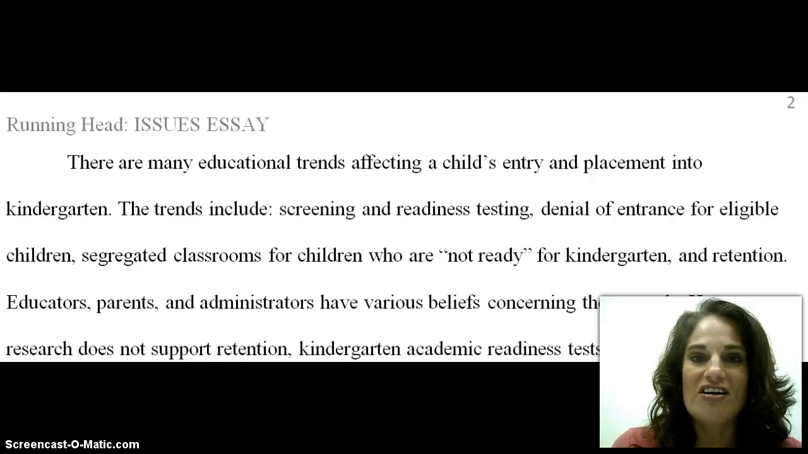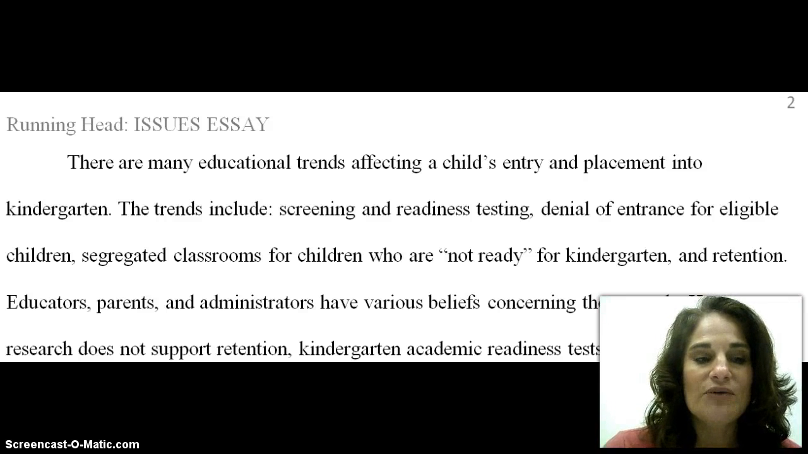Okay, let's get started on the example. This is a paper that I did on an issue in education. And that issue was the trends that affect a student's entry into kindergarten. Across the country, there are many different viewpoints on when and how students should enter kindergarten. So right off the bat, in your introductory paragraph, you want to state your topic, tell what your topic is.